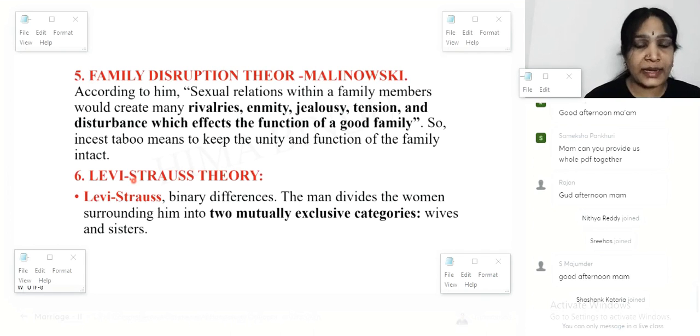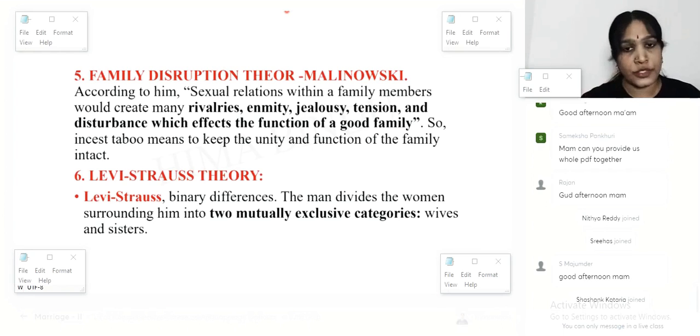Levi-Strauss gave a concept called binary opposition. Binary means two opposites. It means the human mind recognizes the things around us as two opposites, like pure and impure, marriable and unmarriable. For example, if I show you a sister, your brain will recognize her as unmarriable. If I show some other girl, your brain may recognize her as marriable.